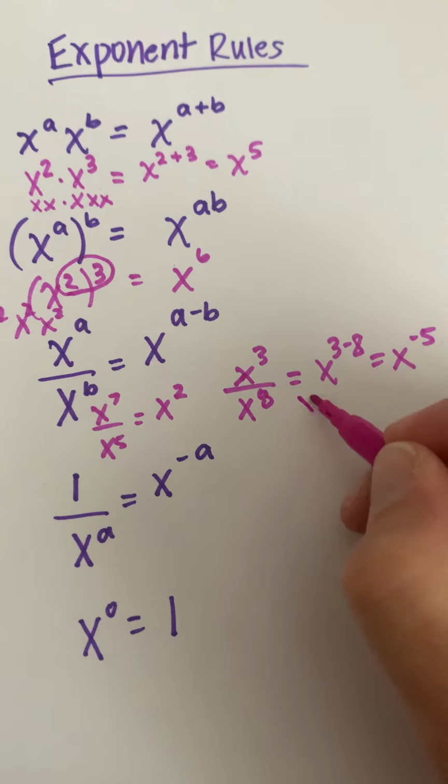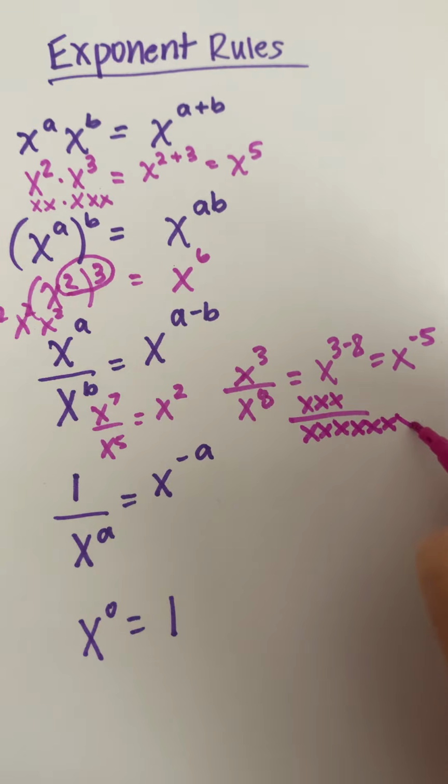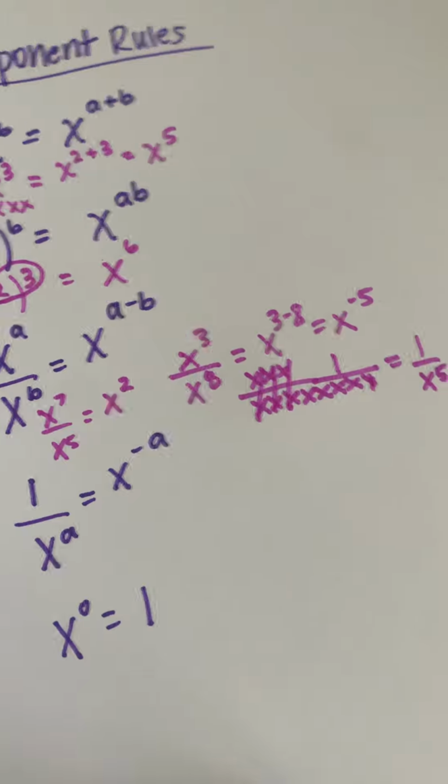Because imagine if you had 3 x's on top, you have 8 x's on bottom, these 3 would cancel, and you have 1, 2, 3, 4, 5 x's left, and understood to be 1 on top. So 1 over x to the 5th, or x to the negative 5th.